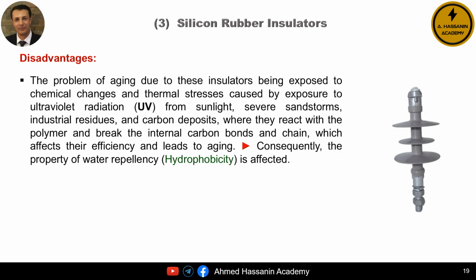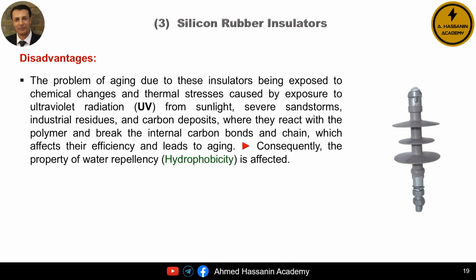However, one of the most important disadvantages of silicone rubber insulators is the aging problem. This occurs due to chemical changes that take place in the insulators after being exposed for long periods to ultraviolet, UV, radiation from sunlight, as well as to severe sandstorms and chemical pollutants in the surrounding environment. All these factors negatively affect the efficiency of these insulators and lead to their aging and degradation.